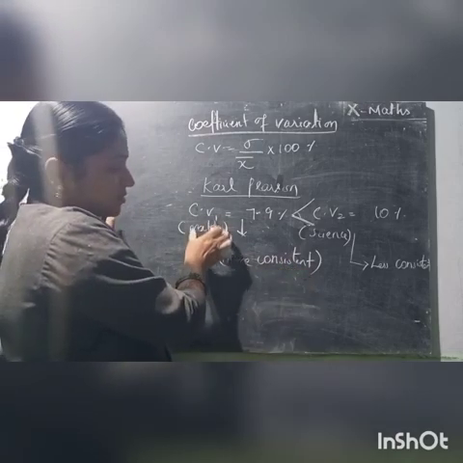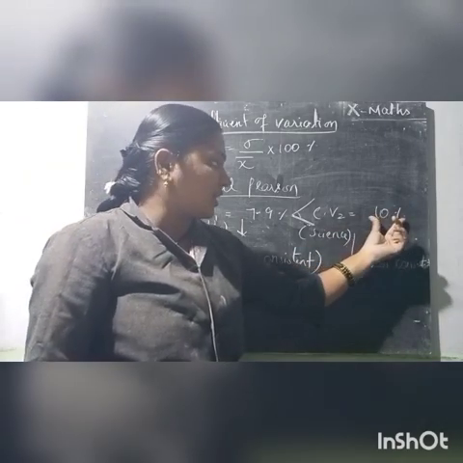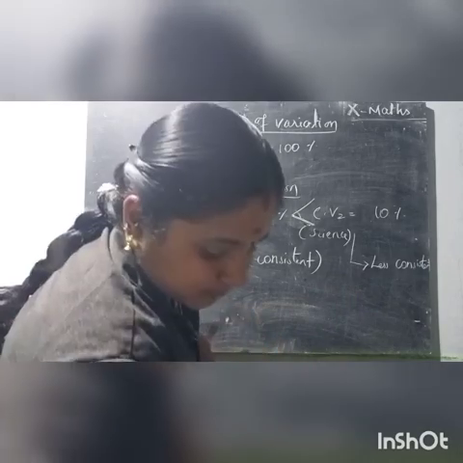So now, the math coefficient of variation is the more consistent value. The science one has greater variation, so we can say this is the less consistent value.